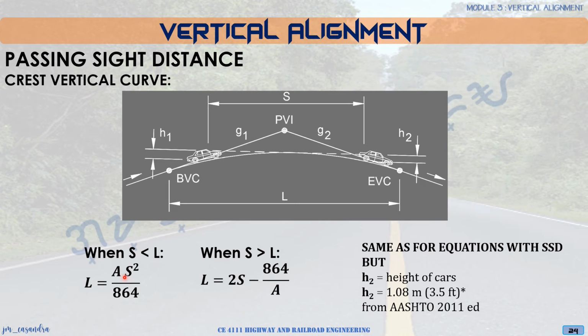Okay? So this value again is only applicable if we have a passenger car that is being overtaken, wherein H2 and H1 is equal to 1.08 meters. So unless there are other given values for H1 and H2 in the problem, then we use the equation for SSD and you use the value of H1 and H2 in the equation or in the formula. Okay?